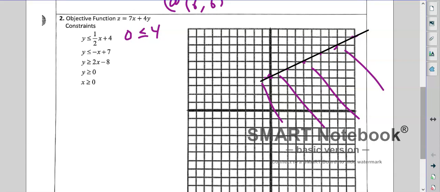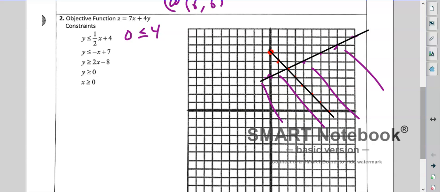Change colors. Negative x plus 7. So that's 4, 5, 6, 7 right here. Negative 1. So that's just a simple down 1, right 1, diagonal line there. Like so. And notice we do have a point of intersection right here. Might come back to that later, at 2, 5. All right, kind of possibly important.